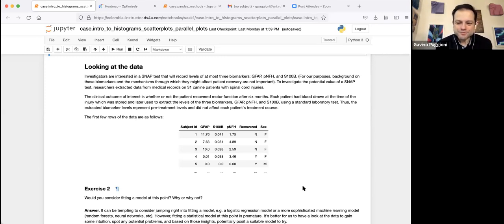So one could be tempted to say, okay, yes, I could fit a logistic regression just to predict recovery versus non-recovery, or perhaps a classification method using machine learning. However, at this point, it's definitely premature. It's way too early. We need to look at the data in more detail to gain some intuition and identify potential problems, and only then, after we know enough, can we start formulating a model.